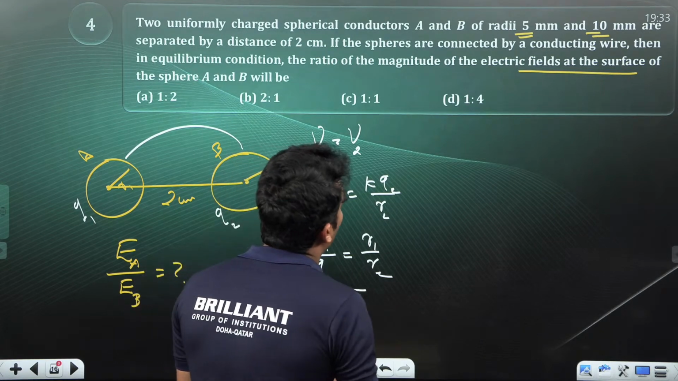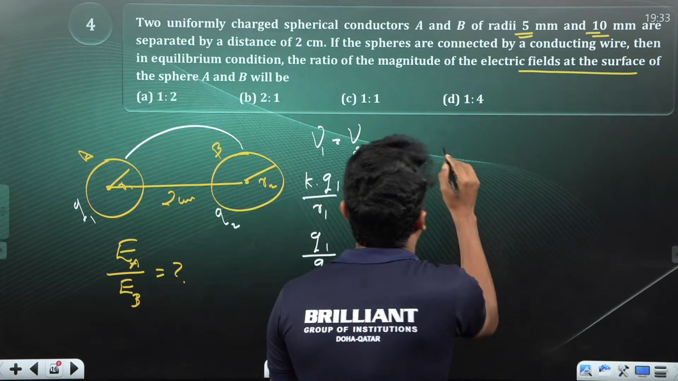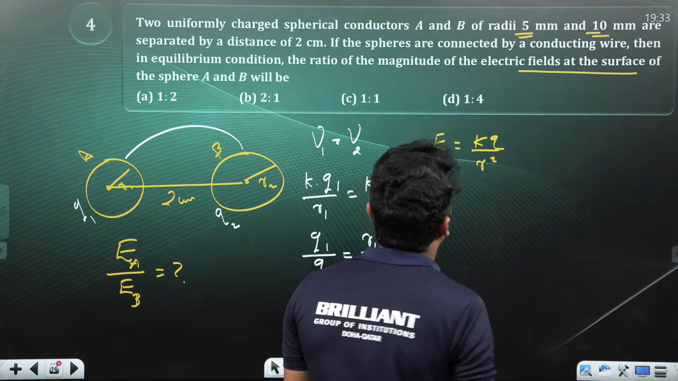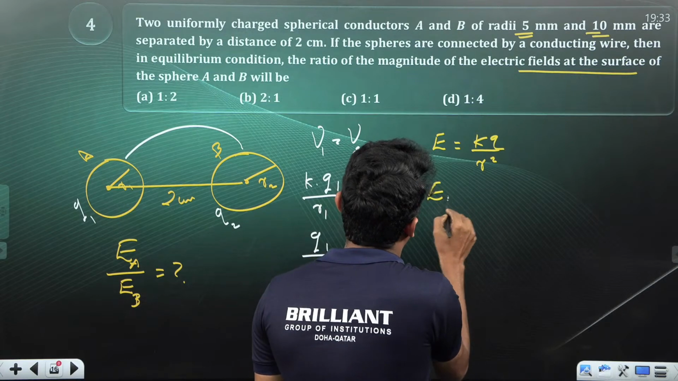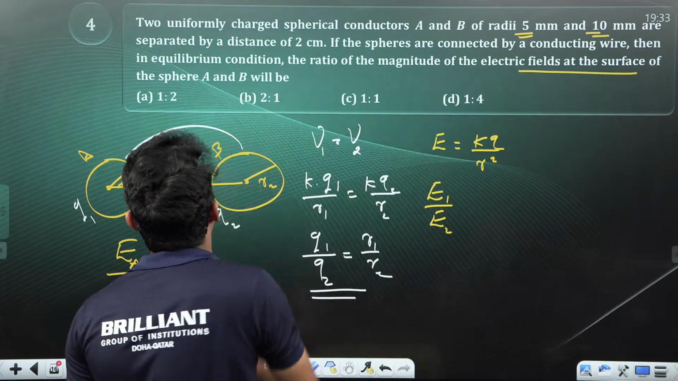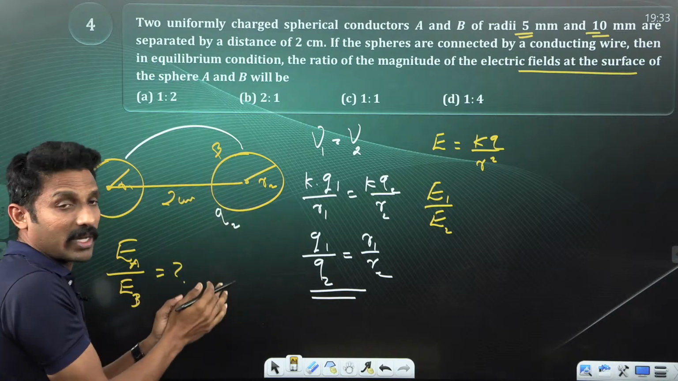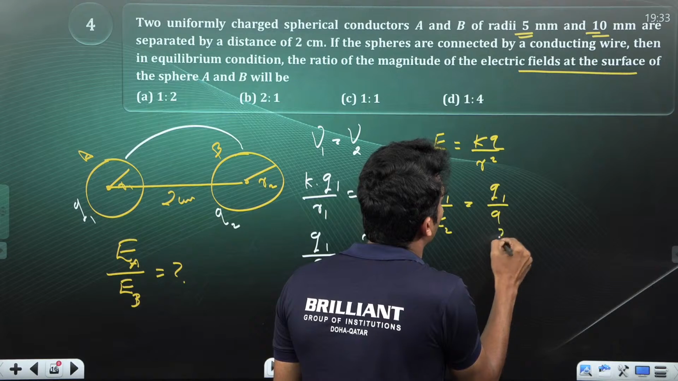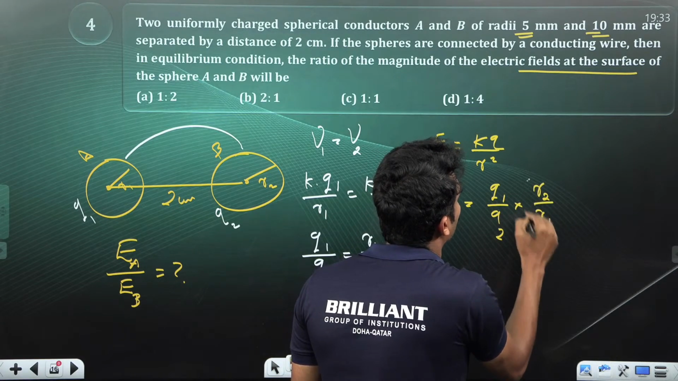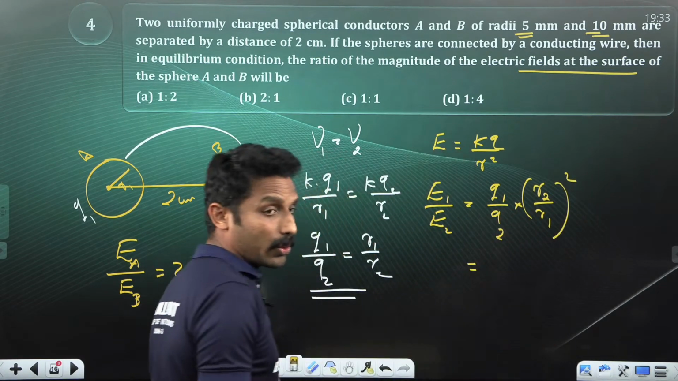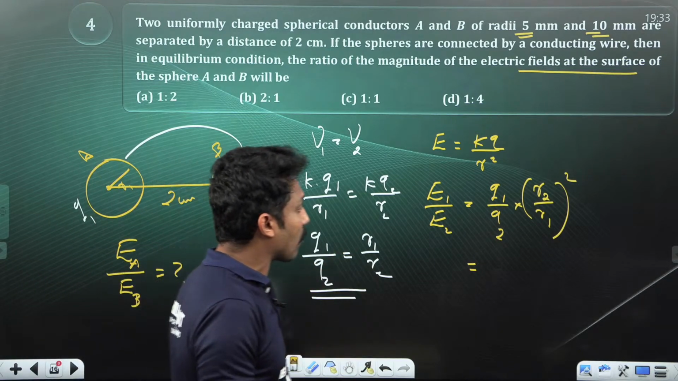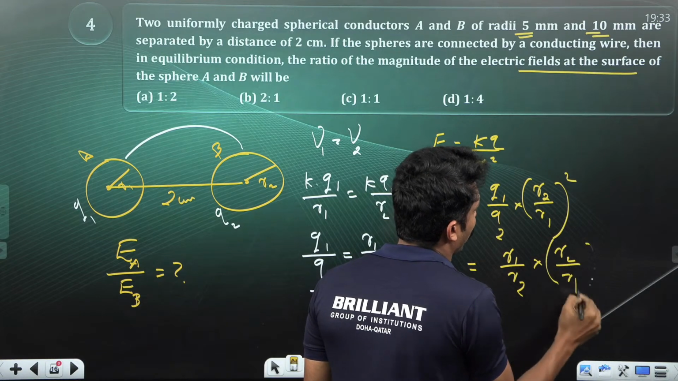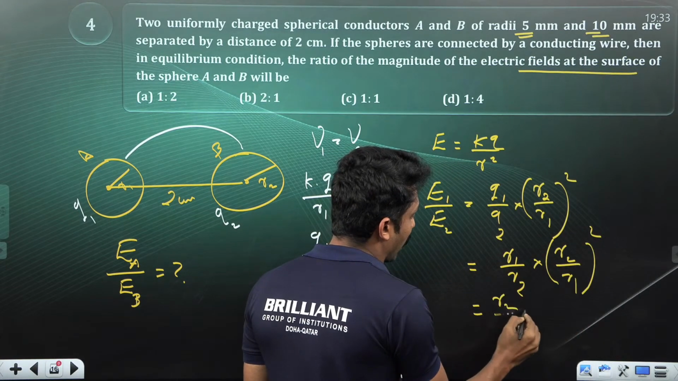Keep this in mind. And what is the field value at the surface of a sphere? The surface field of a charged sphere is KQ divided by R square. Then what is the ratio E1 divided by E2, otherwise EA divided by EB? E1 divided by E2 is equal to Q1 divided by Q2 into (R2 divided by R1) whole square. Isn't it? Now what is Q1 by Q2? Q1 by Q2 is R1 by R2. So R1 by R2 into (R2 divided by R1) whole square.